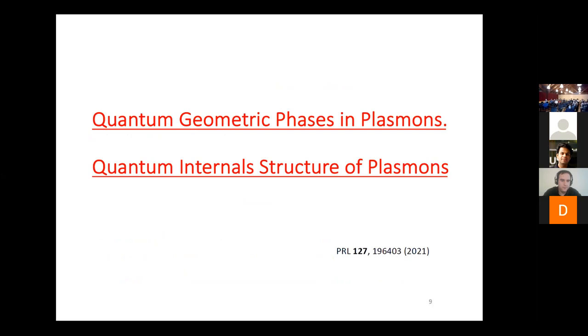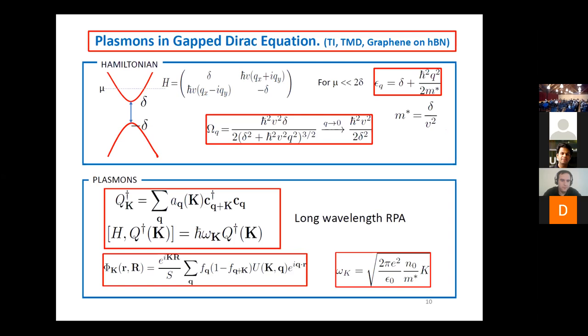And I'm going to comment on what we can expect in the case of the plasma. The first thing is to define the Hamiltonian of the system we are going to study. Again, this is a semiconductor band structure with this gap, and we assume that the system is doped, and also that the chemical potential is much larger than the gap in the system.